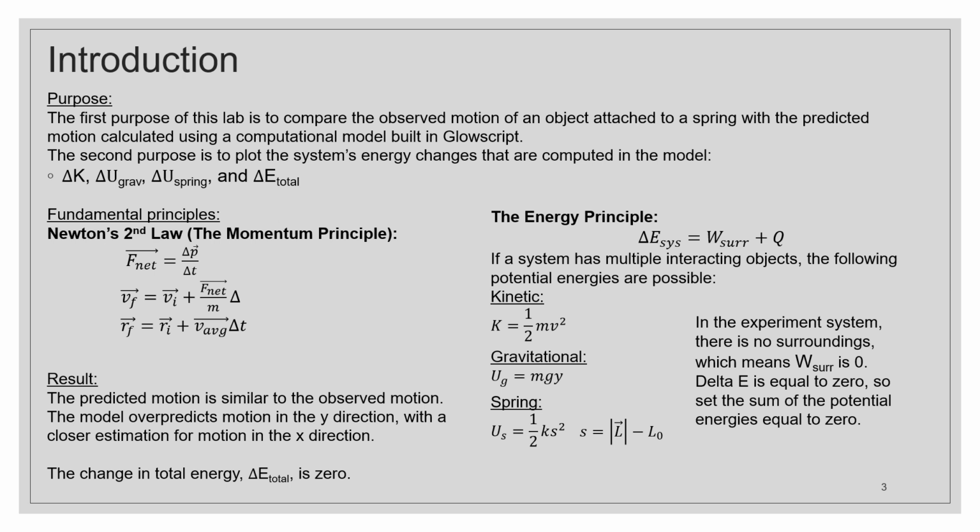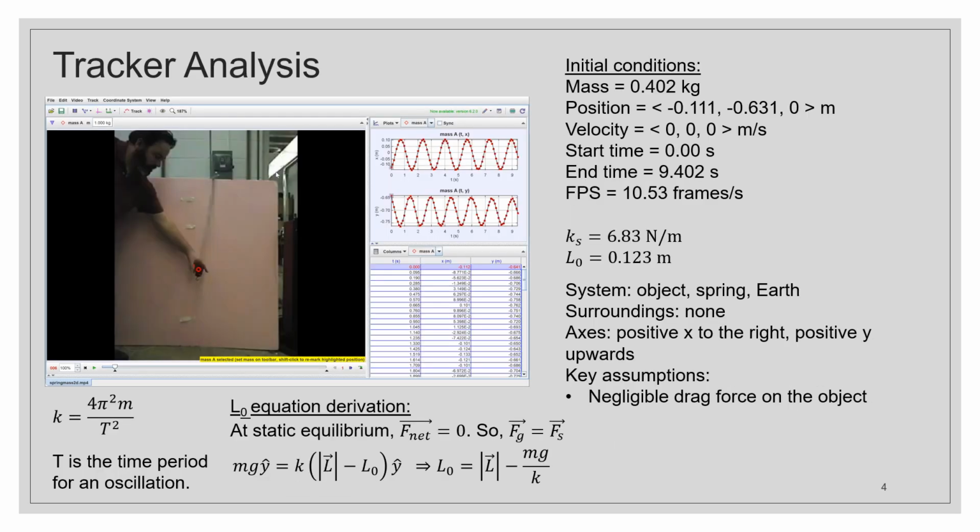The result of this experiment is that the predicted motion is similar to the observed motion. However, the model overpredicts motion in the y direction, with a closer estimation for motion in the x direction. Also, the change in total energy was found to be 0, which we'll see in the coming slides.